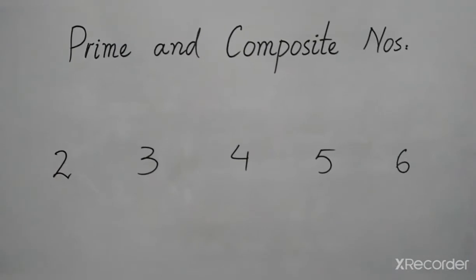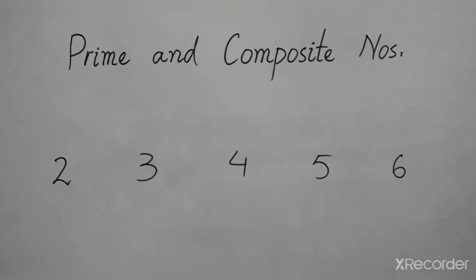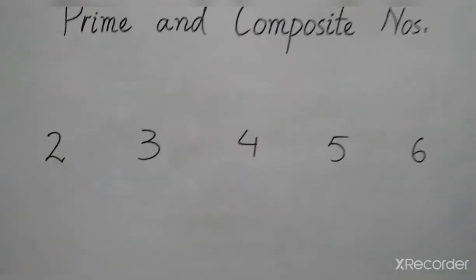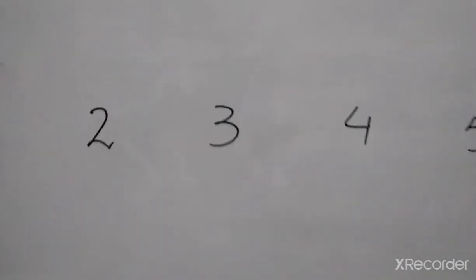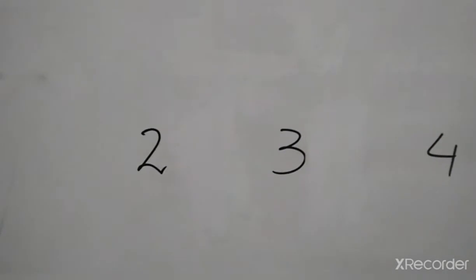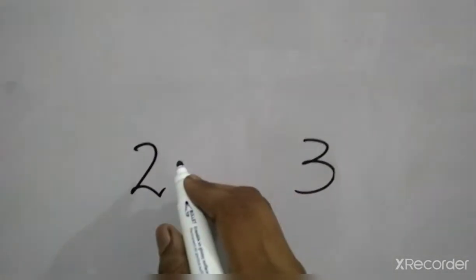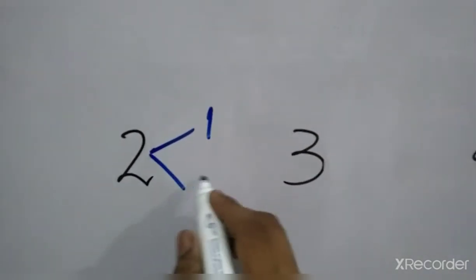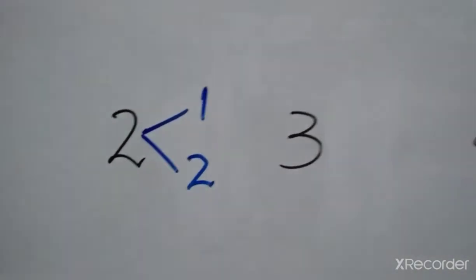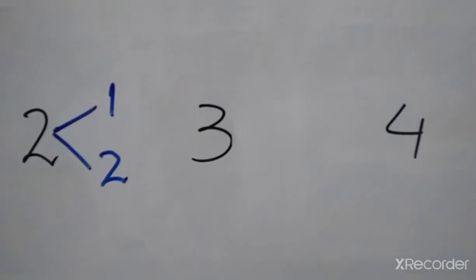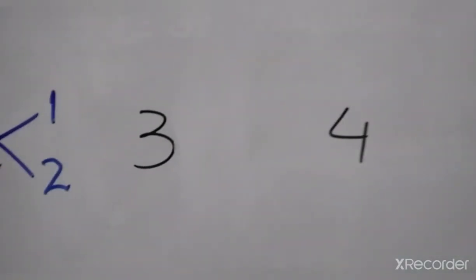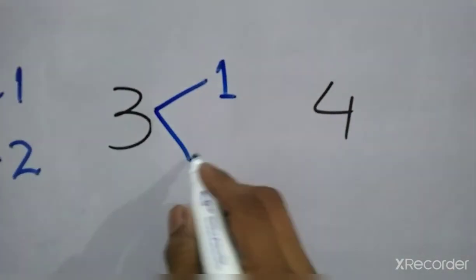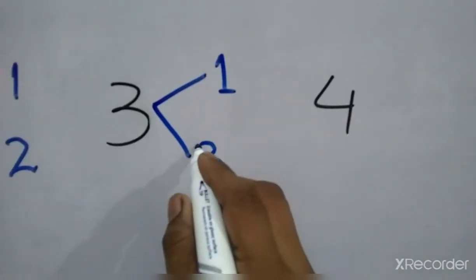Here are some numbers. Let's check whether these numbers are prime or composite numbers. Let's check for 2 first. पहले हम 2 को देख लेते हैं. 2 1 से डिविजिबल है और अपने नंबर में भी आता है, तो इसका मतलब है कि ये 2 से भी डिविजिबल है. 3 को देखते हैं. 3 1 से भी डिविजिबल है और 3 अपने नंबर से भी डिविजिबल है.